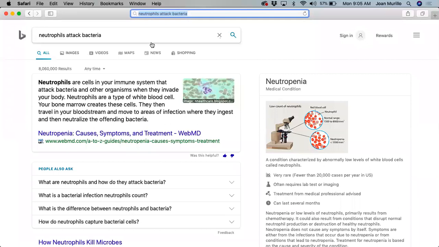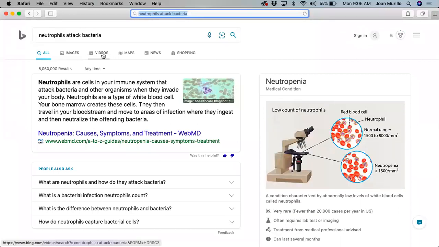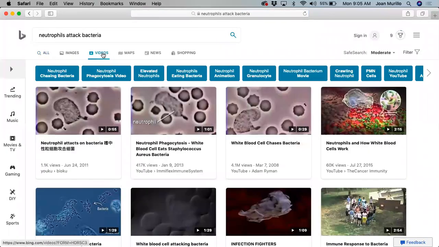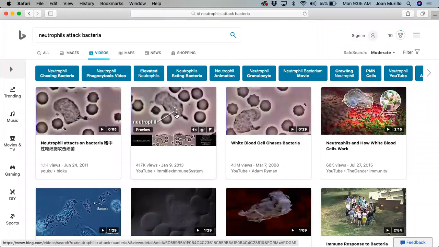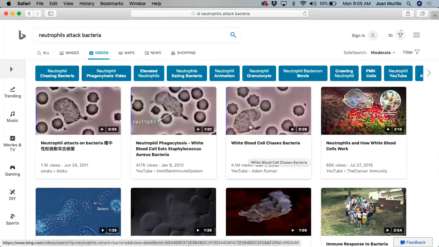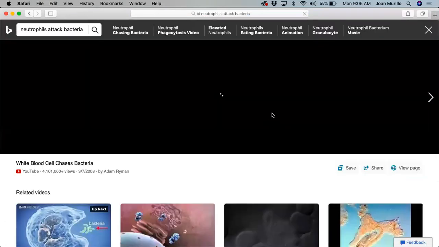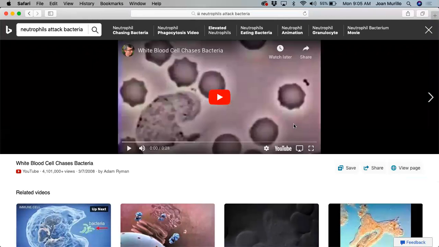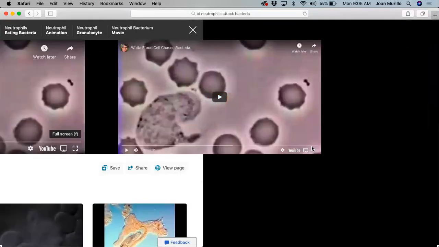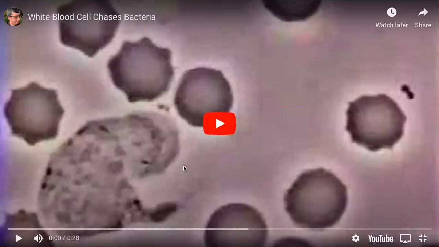Neutrophils attacking bacteria. Okay, so let's find a video of this. Here, so let's watch this video. So here is a white blood cell. Here's your neutrophil, and it is attacking bacteria. So let's take a look at this. Okay, can you see that? All right, let's watch it.